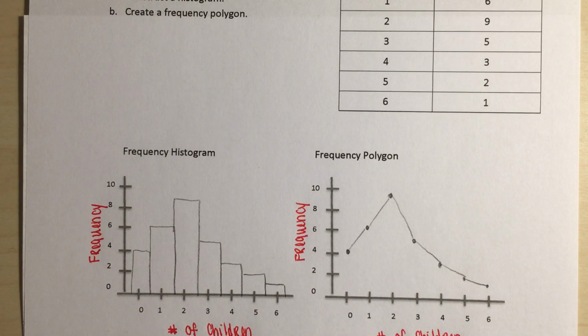Okay, so a histogram is more of a bar graph, and then our frequency polygon is more of a line graph. Right? But in both cases, they show our number of children, which are observed values, and the number of families, which is the frequency.